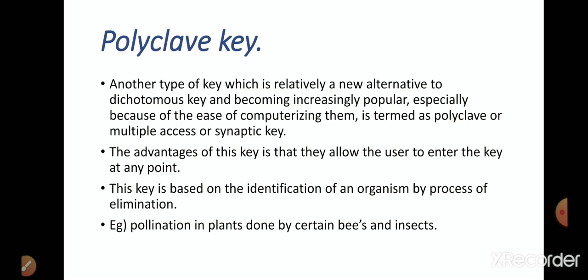For example, many orchids are pollinated by only a single type of bee. Other flowers are not specialized and may be pollinated by a variety of bees or perhaps beetles. In other cases, an insect may visit flowers without actually transferring pollen. This factor makes it difficult to determine with absolute certainty the pollination system by polyclave key.